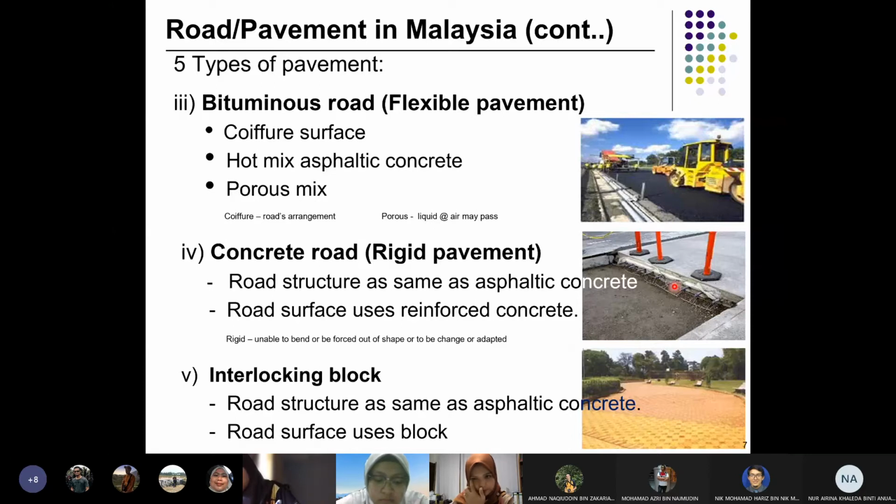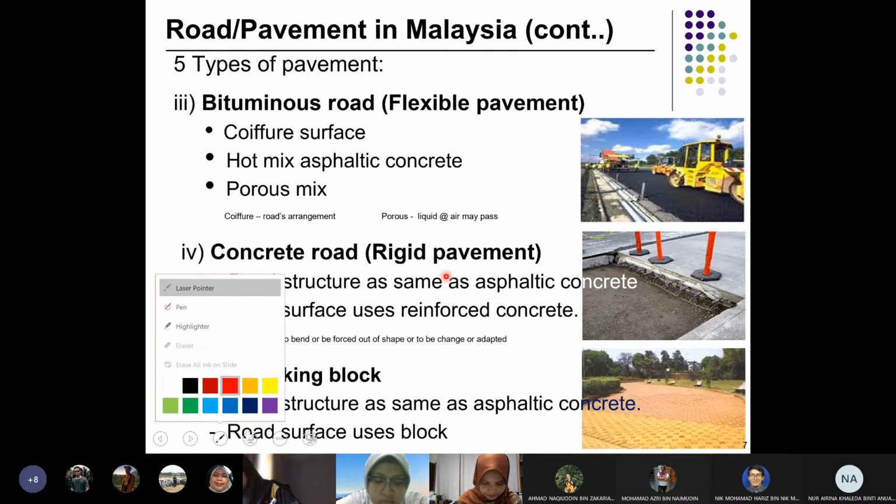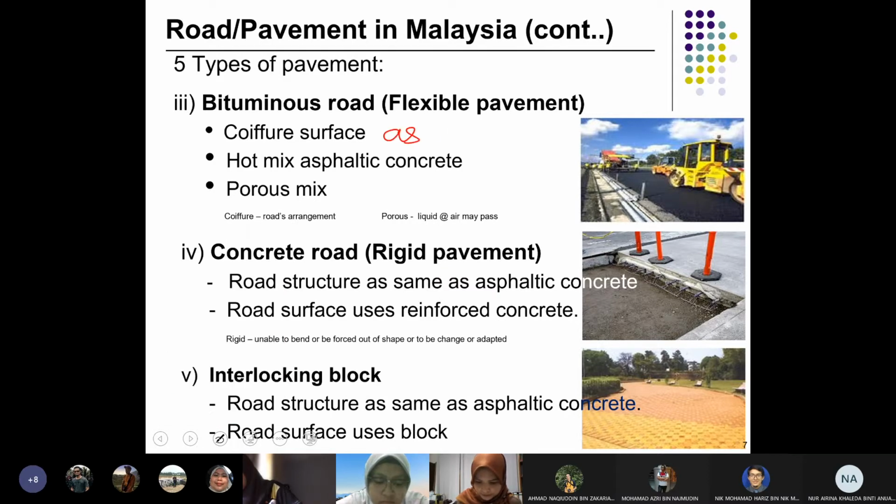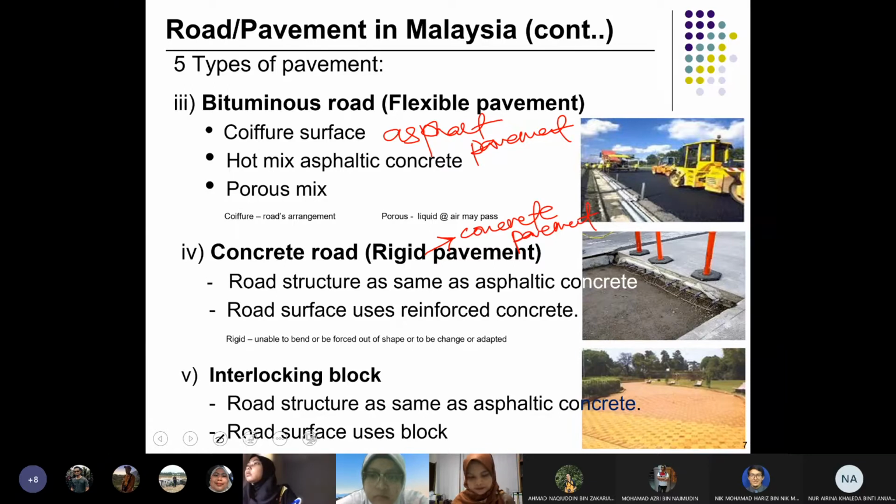Okay, but for flexible pavement, ni kita panggil sebagai asphalt pavement. Okay, ataupun kalau you tengok kat sini dia kata sebagai asphalt concrete. So this is the difference between the two, asphalt pavement. Yang ini bahasa yang lebih mudah kita faham, kita kata concrete pavement. Okay, asphalt pavement, concrete pavement. Alright. Okay, and then we have another one, interlocking block.